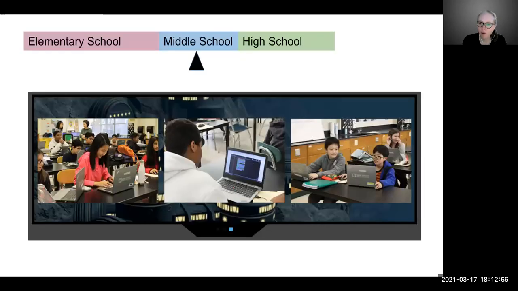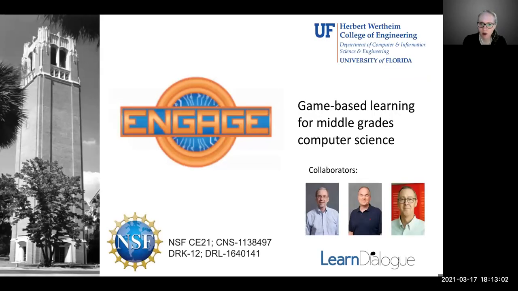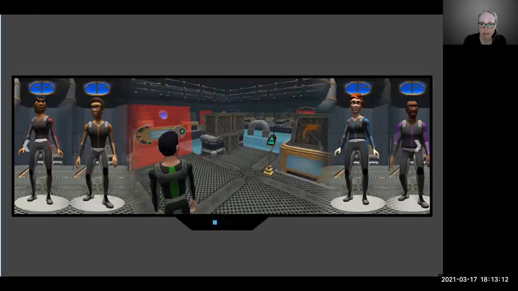All right, so we'll move forward now to a little bit of an older group of learners, and that's our middle school. And this is the Engage Game-Based Learning Project for middle grades computer science. And it's in collaboration with James Lester, Brad Mott, and Eric Wiebe from North Carolina State University. In the Engage game, kids play the role of a character that's been sent to an underwater research station to solve some mysteries and figure out who has sabotaged it and why the data that normally are flowing from that station are no longer flowing.